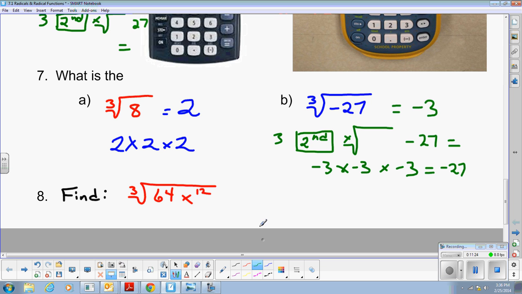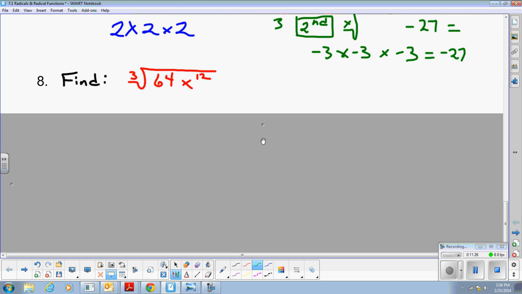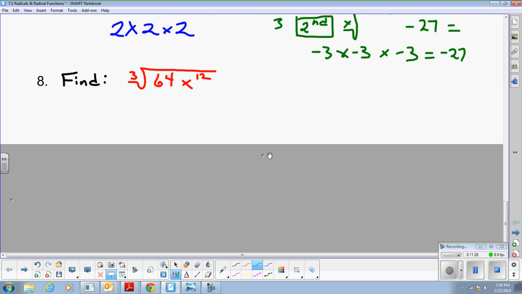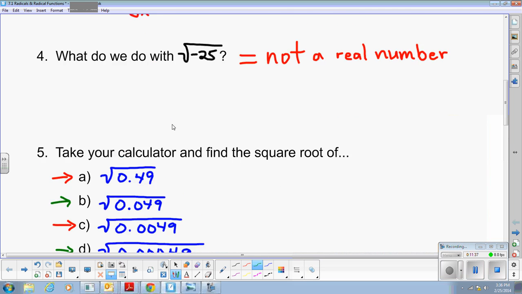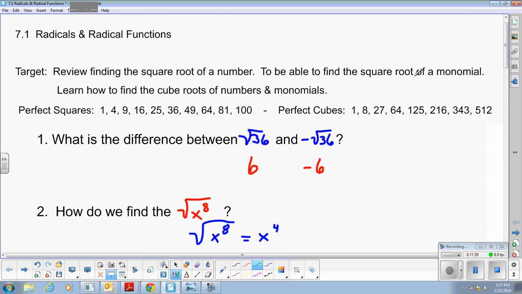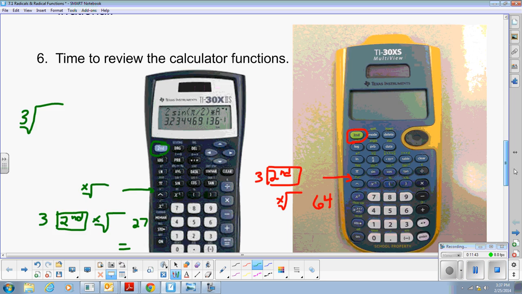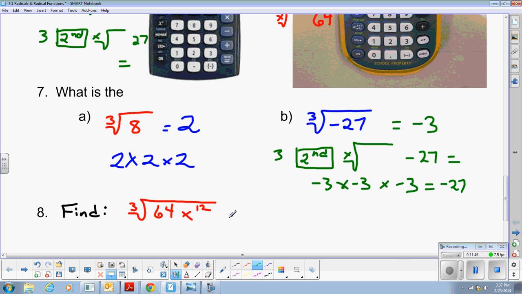All right, lastly, let's take a look here. Cube root of a monomial. Find the cube root of 64x to the 12th. All right, let's see here. Cube root of 64. Let's look at our list up here. If you want to, you can actually type it in the calculator. 64, that is the fourth number in the list. So my cube root of 64, yes, that is 4.